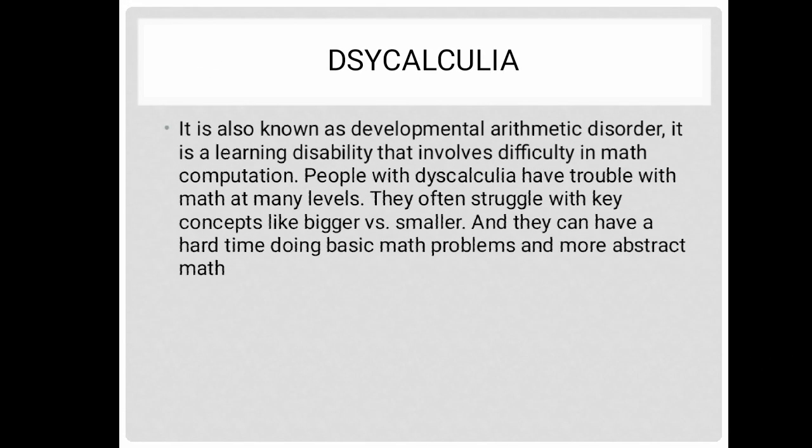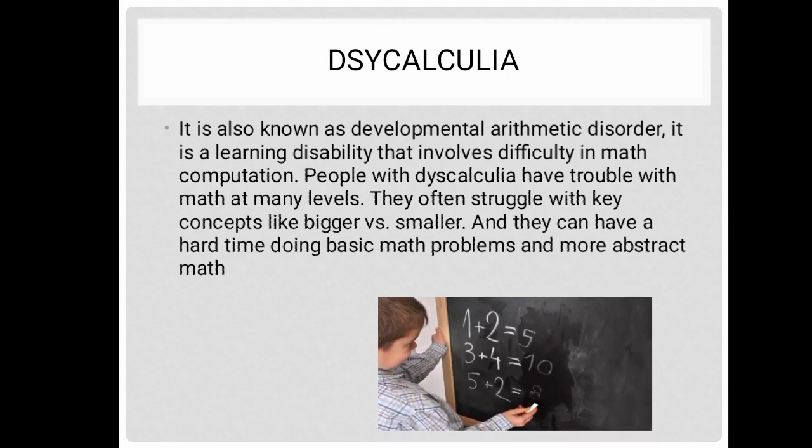Now, we have dyscalculia. It is also known as developmental arithmetic disorder. It is a learning disability that involves difficulty in math computation. People with dyscalculia have trouble with math at many levels. They often struggle with key concepts like bigger versus smaller, and they can have a hard time doing basic math problems and more abstract math.